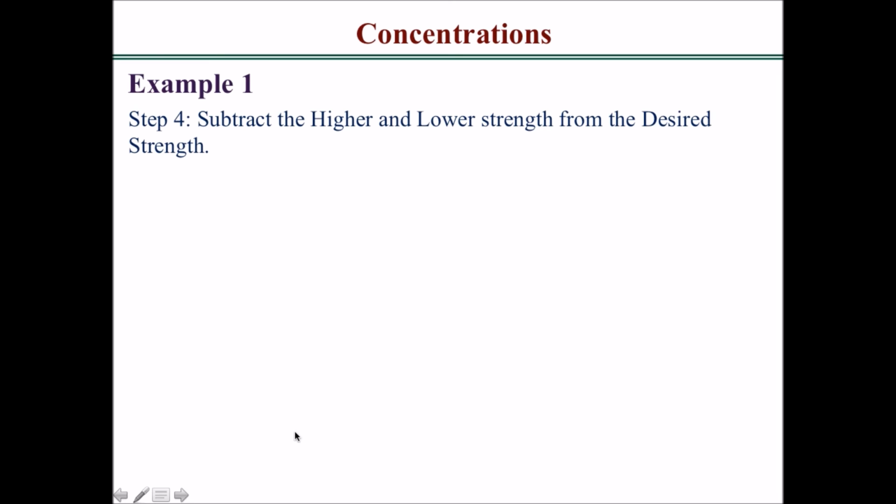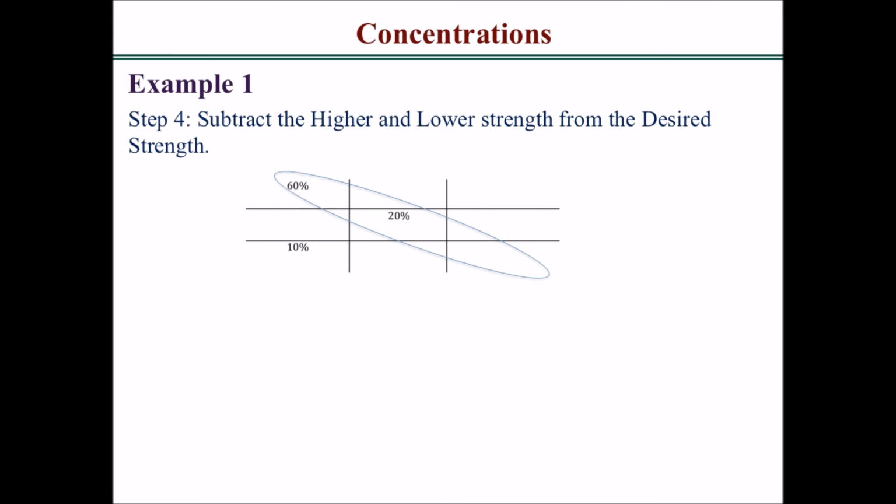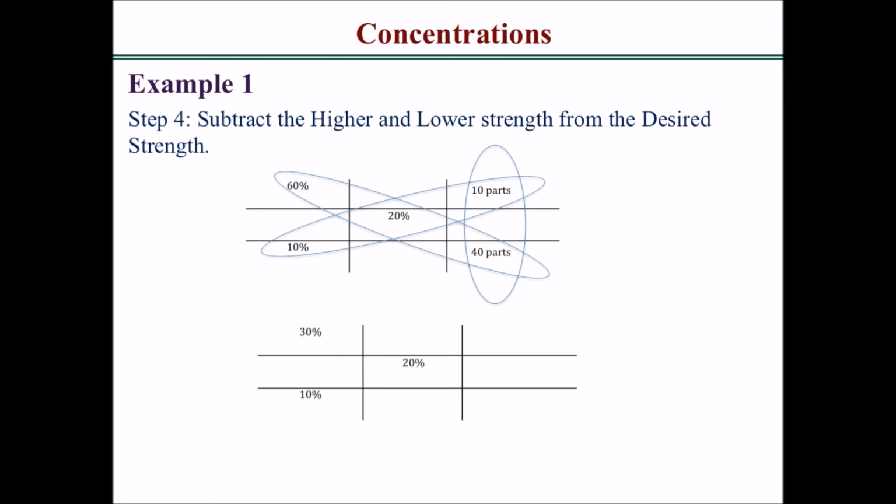For step 4, you want to subtract the higher and lower strengths from the desired strength. So 60 minus 20 would equal 40 parts. 10 minus 20 equals 10 parts. And then for the second grid, you want to do the same. 30% minus 20% equals 10 parts, and 10% minus 20% equals 10 parts.